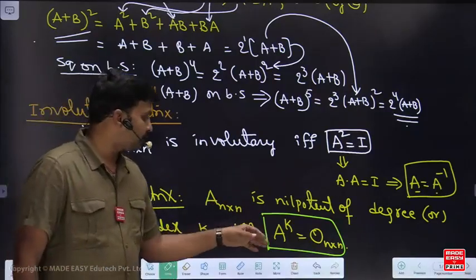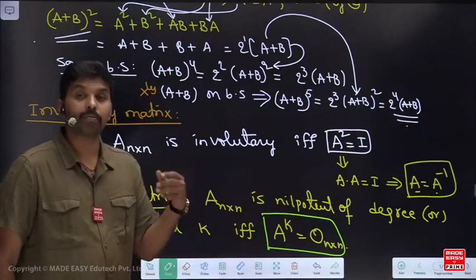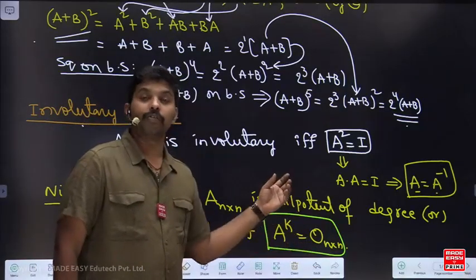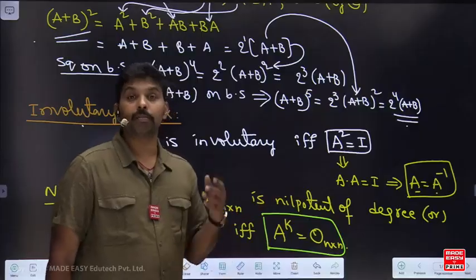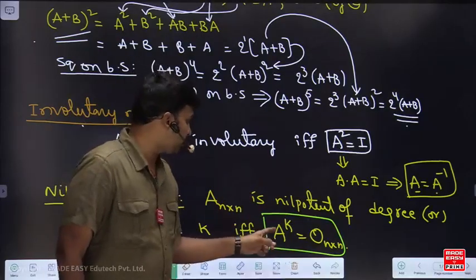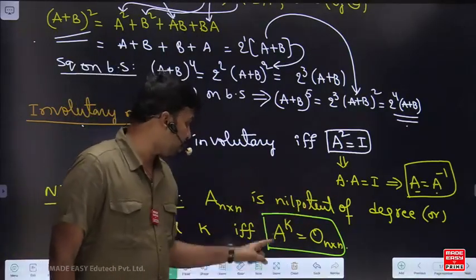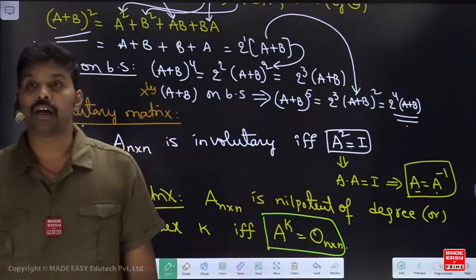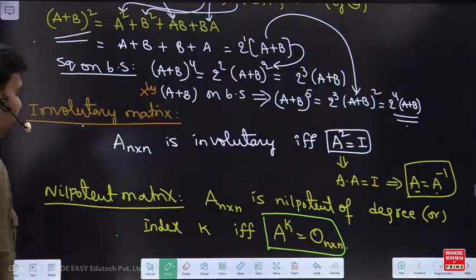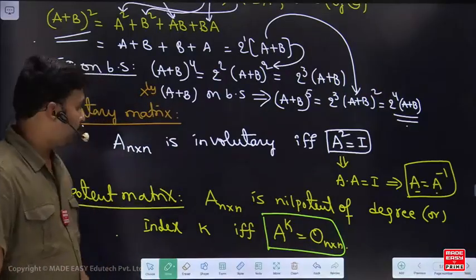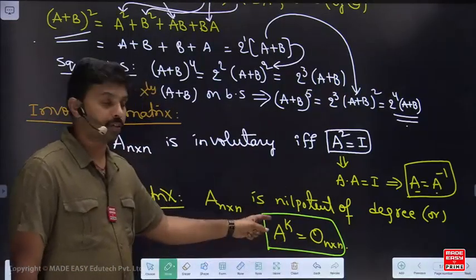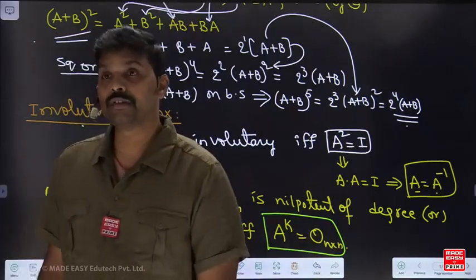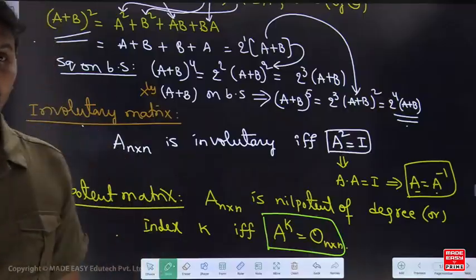So whenever any matrix is multiplied k times and you get the null matrix, if you are getting the null matrix when A is multiplied k times, then that matrix is called the nilpotent matrix of degree k or index k, right? So that is what we say about the nilpotent matrix. Okay, so everybody should remember this definition, because a question came in the examination on this definition, so we have to remember all these definitions.